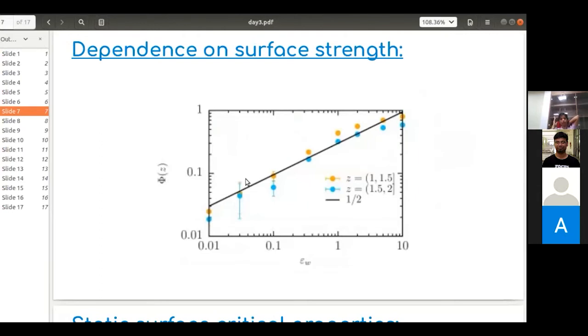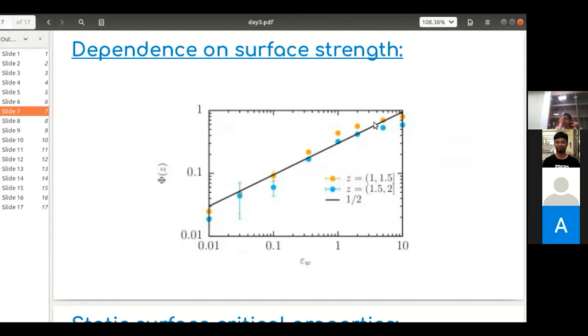I hope you can already guess from here that the moment I have higher surface strength, it's going to attract the A type of particles more strongly. So if I look at the order parameter value, which is basically the difference between the number of A particles and the number of B particles locally, the moment I have higher surface strength, this difference between A and B type of particles is going to be higher and higher, right? And that's what you see here. What I plot here is the order parameter on the surface as a function of the surface strength. And you see that as the surface strength increases, the order parameter on the surface also increases. Why? Simply because I have more A particles now, which are coming and sitting on top of the surfaces.